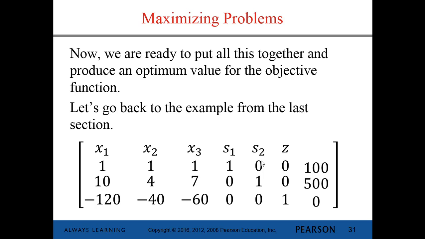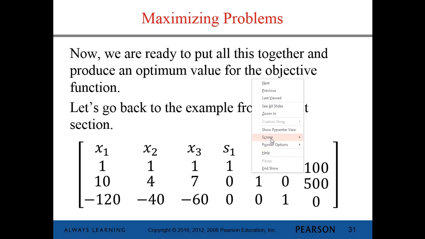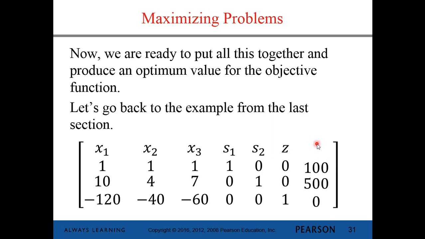So if we go back to this example here, this is what we had. These were our two constraints, and this down here is our objective function set equal to 0. So this is our z, and these are the coefficients, and they're negative because we moved them to the other side of the equation. But this was our augmented matrix.